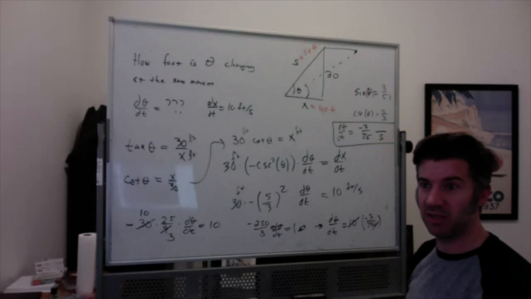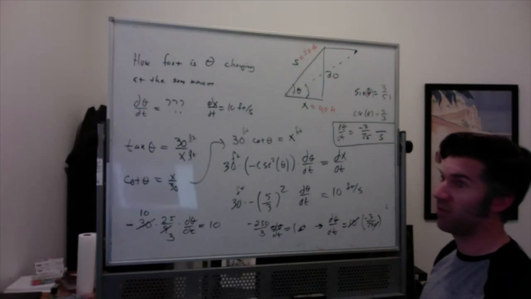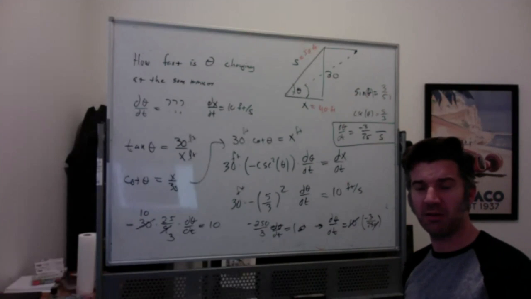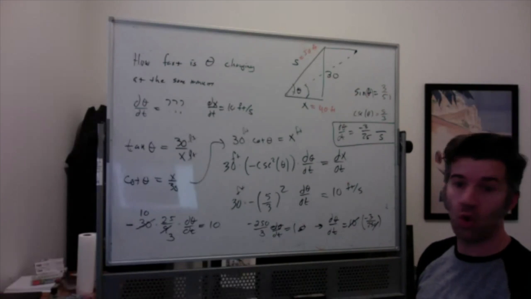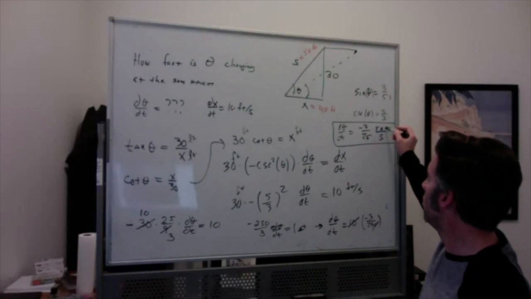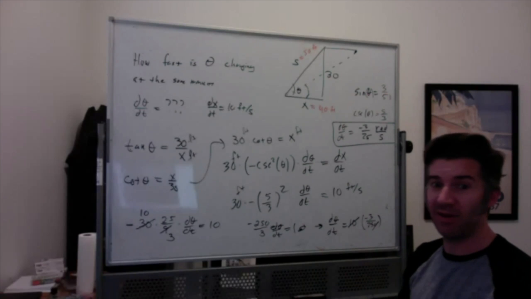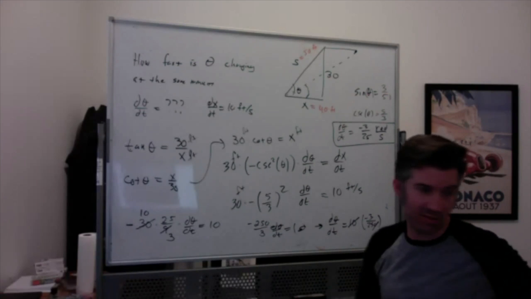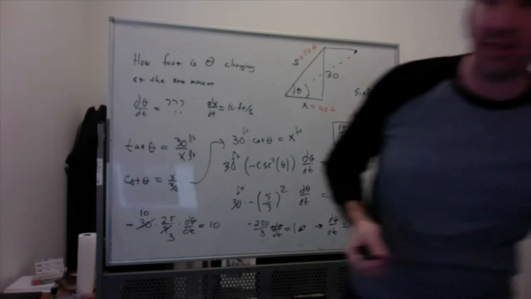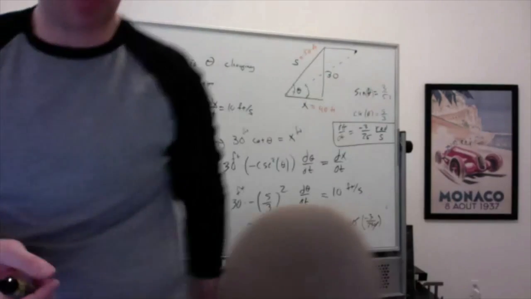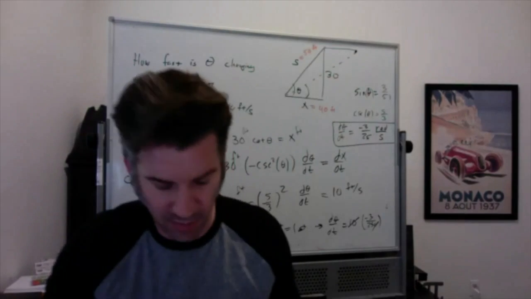Your angle is changing at negative 3/25 degrees per second? Radians per second. Always radians. Radians don't have a unit, right? There's no dimension associated with radians. That is what we use. Degrees actually are a unit.